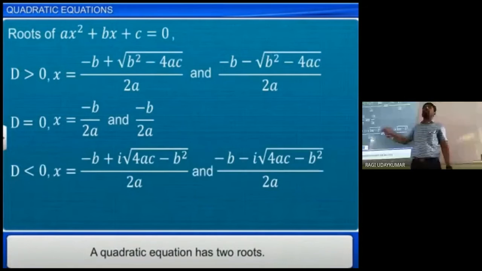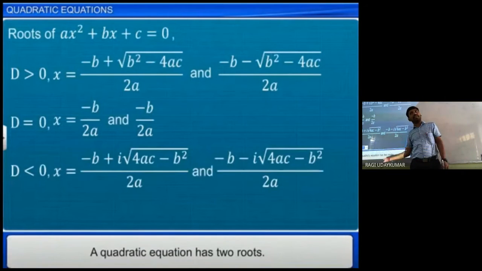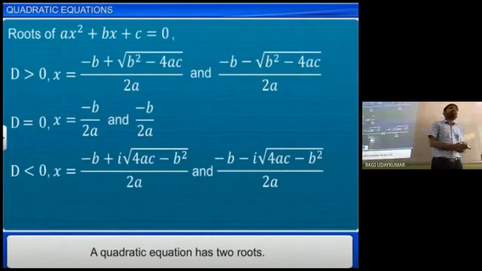Once again, you see, recall that discriminant greater than 0 means real roots: minus b plus or minus under root of b square minus 4ac by 2a. If it is equal to 0, directly you can take the formula, just the formula is changing a little bit here. The remaining is minus b by 2a. Less than 0 means minus b.